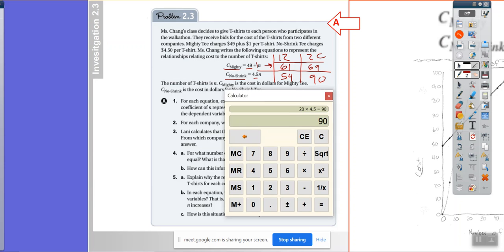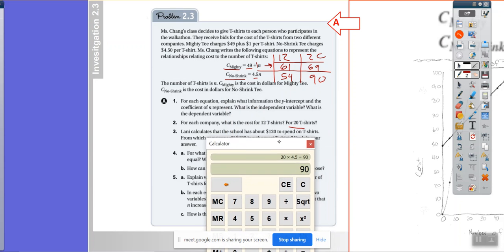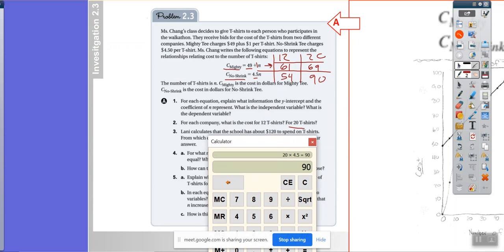All right. Now, the next question is a little more interesting. How many shirts can we buy for 120 bucks? So that's a cost, right? That's a C value, a cost. So we know $120 is equal to 49 plus 1N. Likewise, $120 is equal to 4.5N.